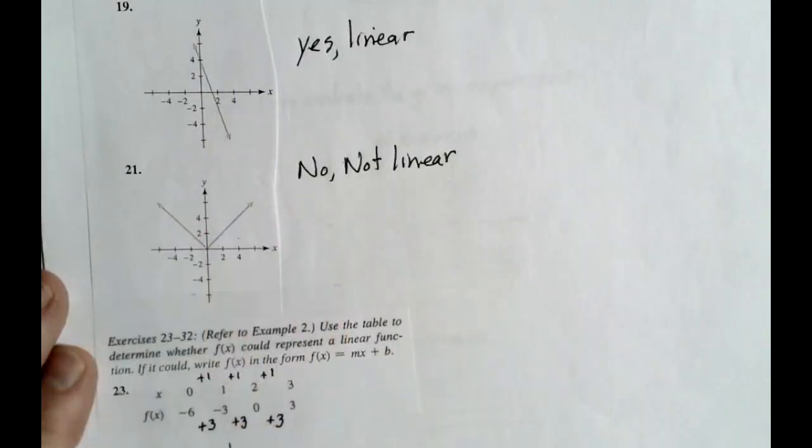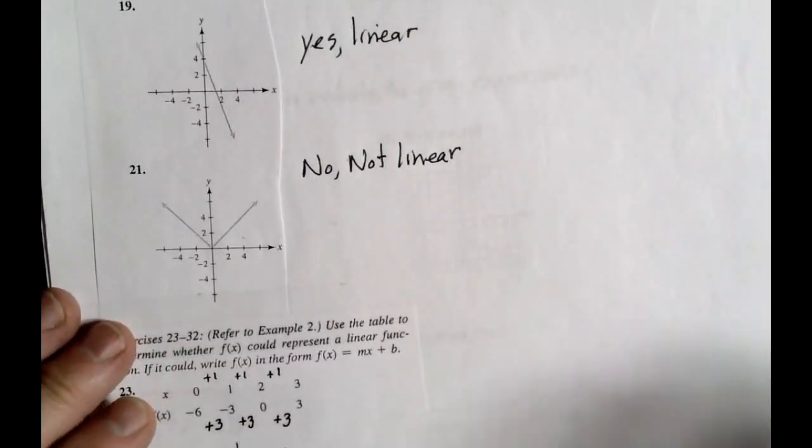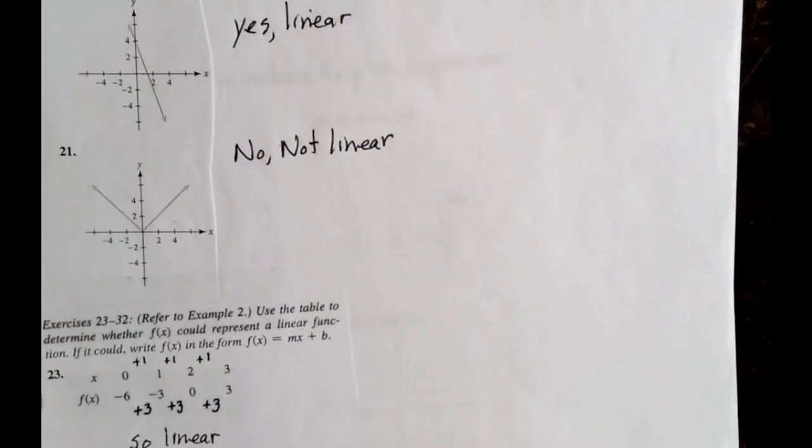Determine whether the graph represents a linear function. Yeah, it's a line, so it's linear. No, it is not. It's not linear. Okay. 23. If you go up by 3, up by 3, up by 3, you go up by 1, up by 1, up by 1, that's linear.